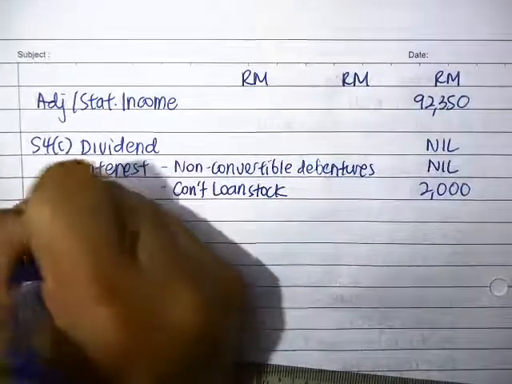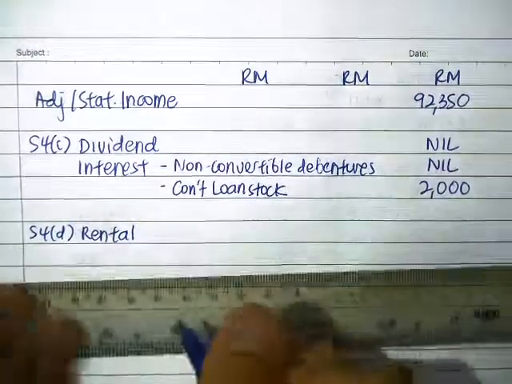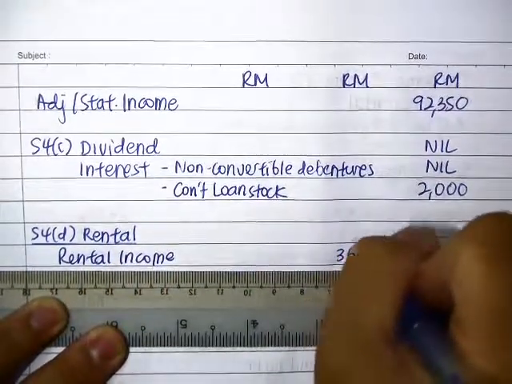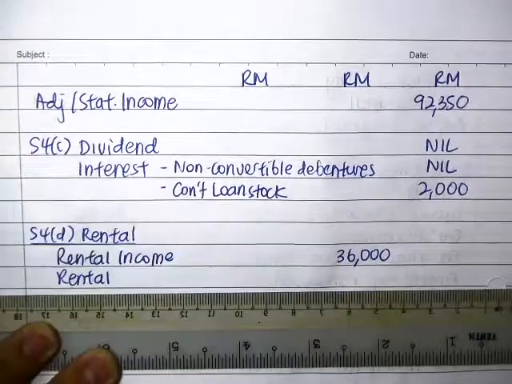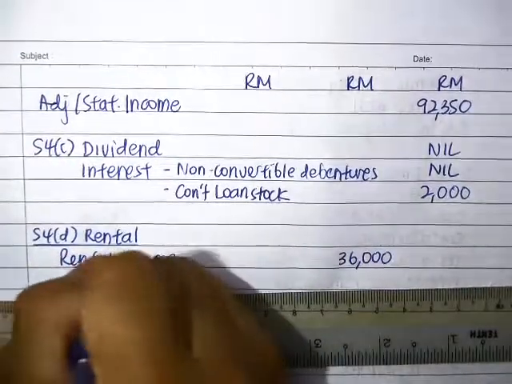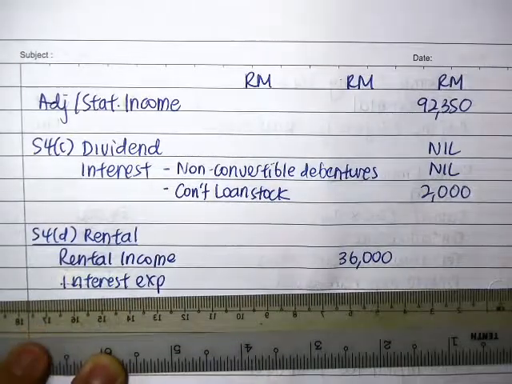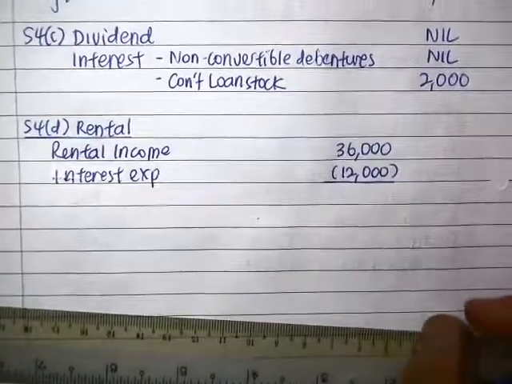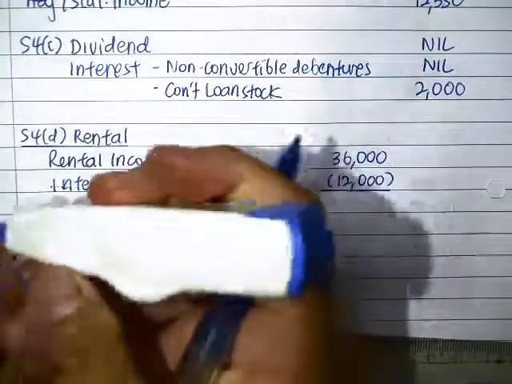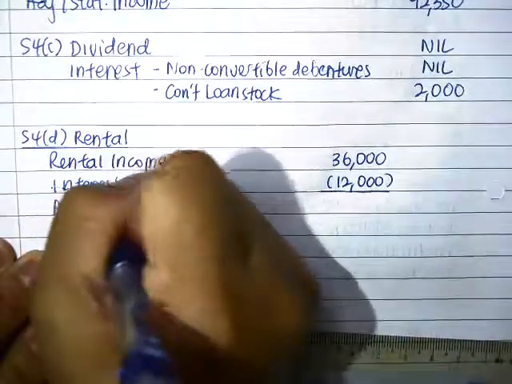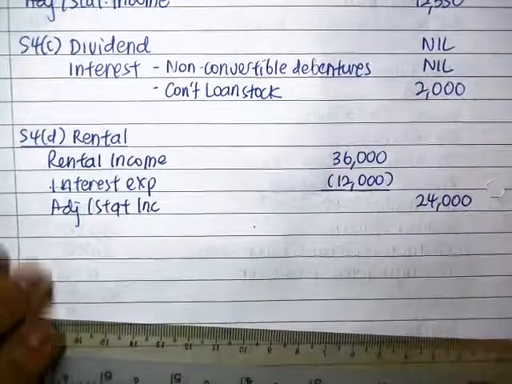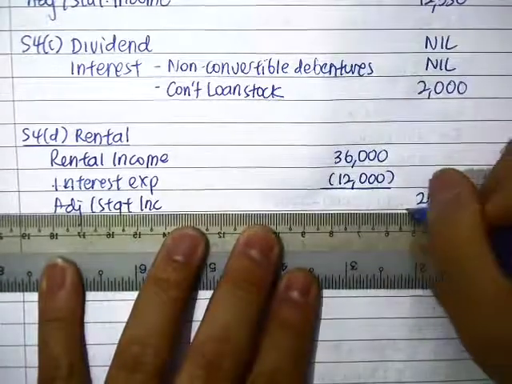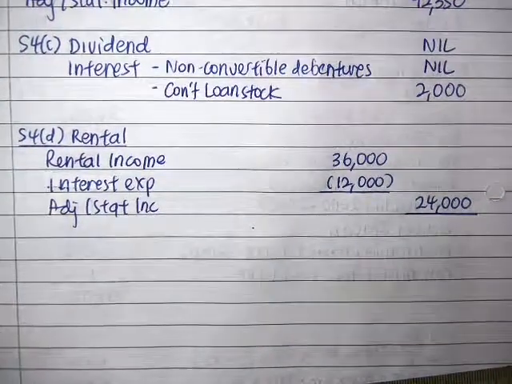Then we have rental, right? For the rental, now this one, the rental income is 36. So very straightforward. The interest expense is 12,000. So 36 minus 12, we have the adjusted statutory income, 24. All right, now any other income? No more, so add all together.